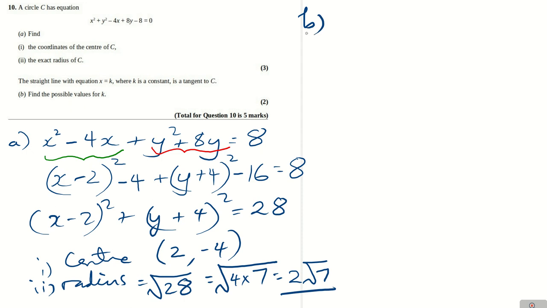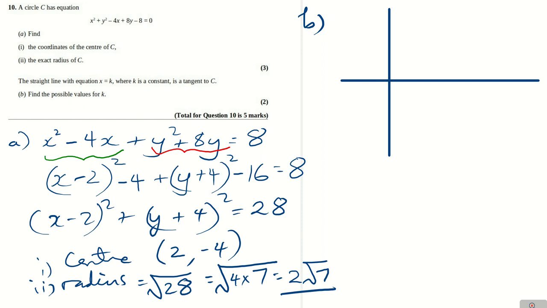The straight line with equation x equals k is a tangent to C. Find the two possible values for k. I'll try and draw a little sketch of this. Put my axes here, y and x, we can have something like that.